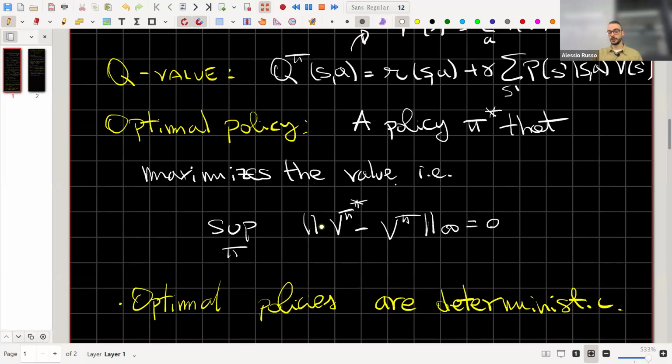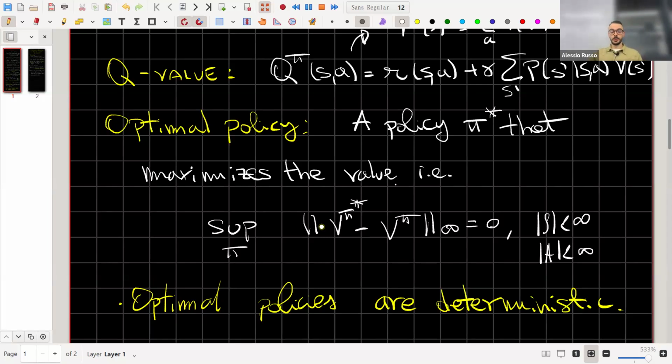So if we take a supremum over all possible Markov policies, then this difference in the infinity norm is equal to 0. And the infinity norm is with respect to all the states that we have. And here we make the assumption that the state space is finite, and also the action space is finite.